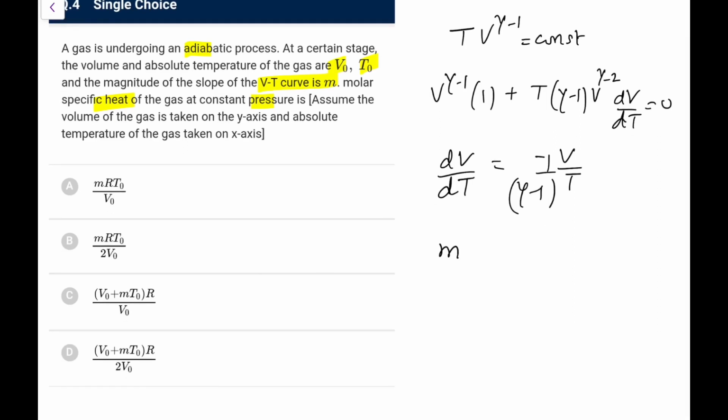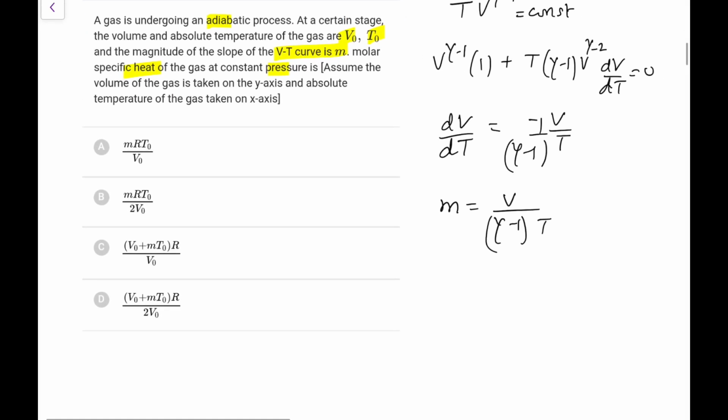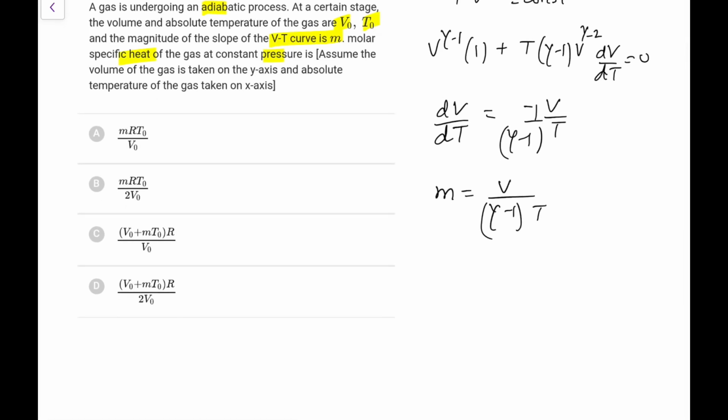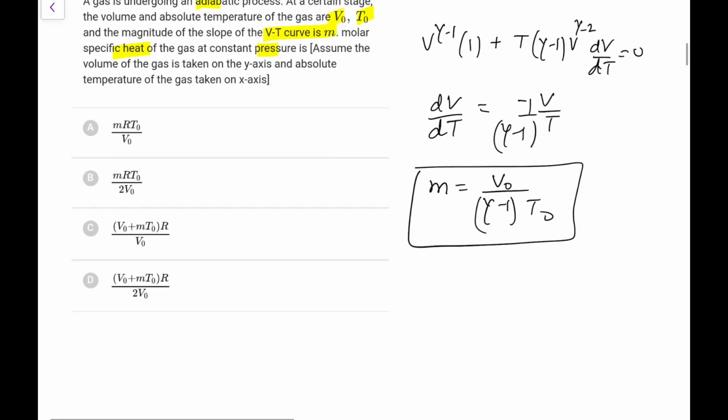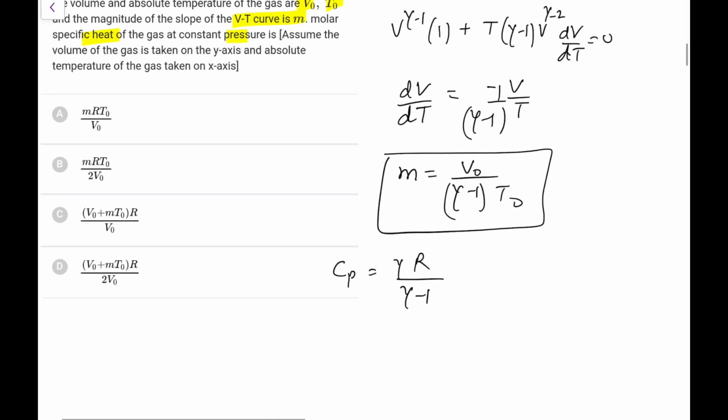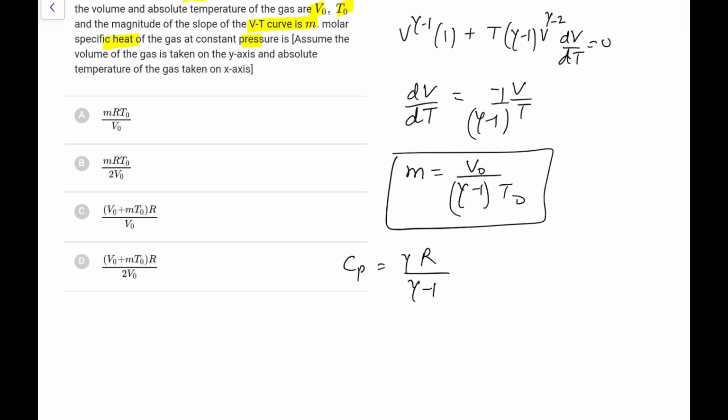So the magnitude of the slope m would be equal to V upon gamma minus 1 T, which is given in your question. Now the molar specific heat of the gas at constant pressure is going to be, and the value at this point is V0, T0. So at this particular point, V0 upon gamma minus 1 T0 is m. Now the molar specific heat at constant pressure, you write Cp is gamma R upon gamma minus 1. So if I have to write it in terms of this, first of all let me write Cv as R upon gamma minus 1.